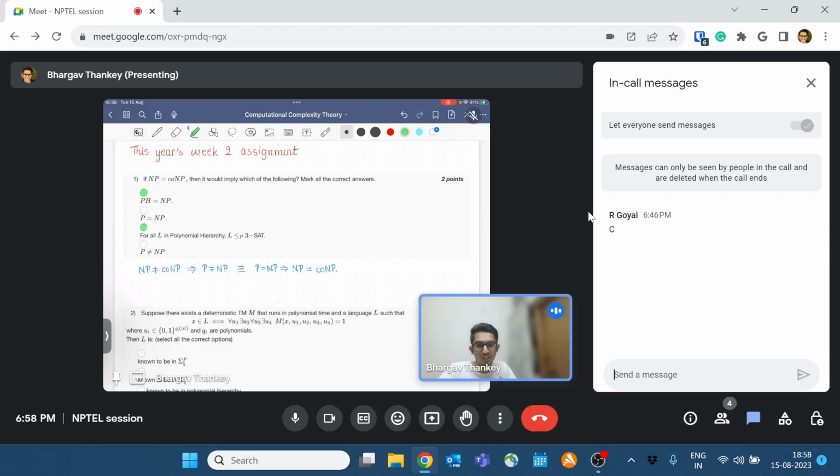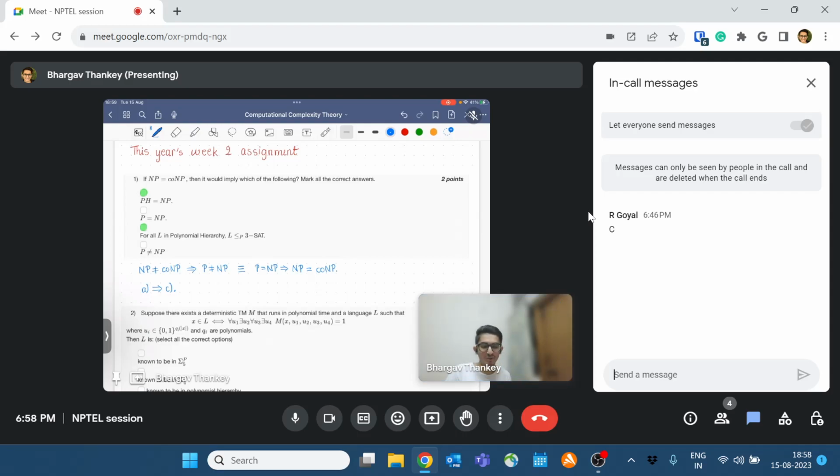Okay, but we can use option A, right? PH equals NP. L is in PH, so L is in NP. And since 3-SAT is NP-complete, L will reduce to 3-SAT in polynomial time. Yes, right. Let me write it down: A implies C. Was this fine? Yes. But why does NP equal to co-NP not infer that P is equal to NP?